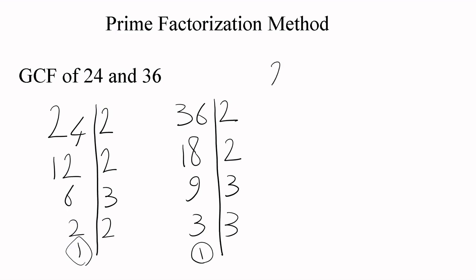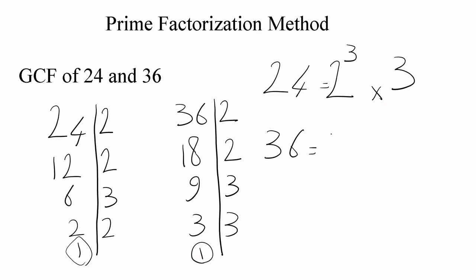So for 24, I have 2 and 3. How many 2's do I have? 1, 2, 3. So 2 to the power of 3 times 3. And for 36, I have 2 and 3 again, but this time 2 to the power of 2.